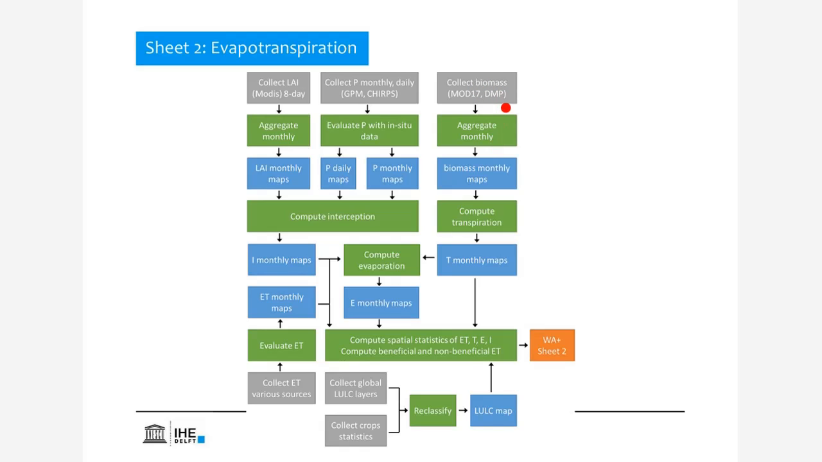And then you have to aggregate this monthly because some data sets are maybe every 8 days or 16 days. And then you can compute transpiration based on the biomass. And you have maps of transpiration. This, with the interception and the total ET, allows you to calculate evaporation. Once you have that, then you can simply use this information together with your land use map and reclassification of your land use map to attain SHE2.